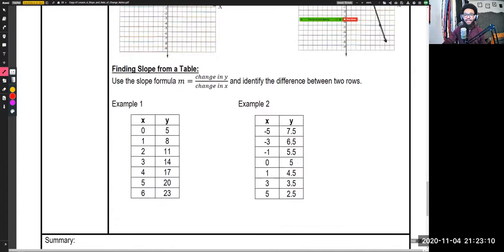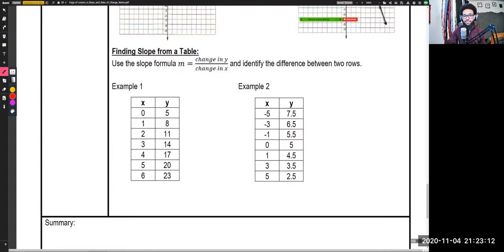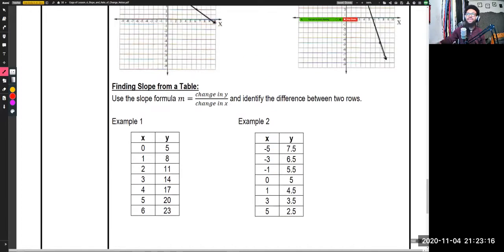And finally, that last bit we're gonna cover is finding slope from a table. And this one actually isn't too bad. When we want to find the slope from a table, we're going to use the slope formula, like we've just been doing, with m equal to change in y over change in x. And we're going to identify the difference between two rows. All right. So let's look, and let me use a different color here. We're going to look going from this x to this x to find our run.